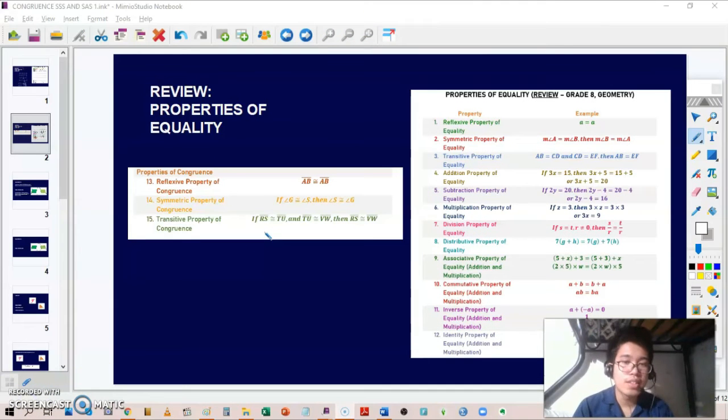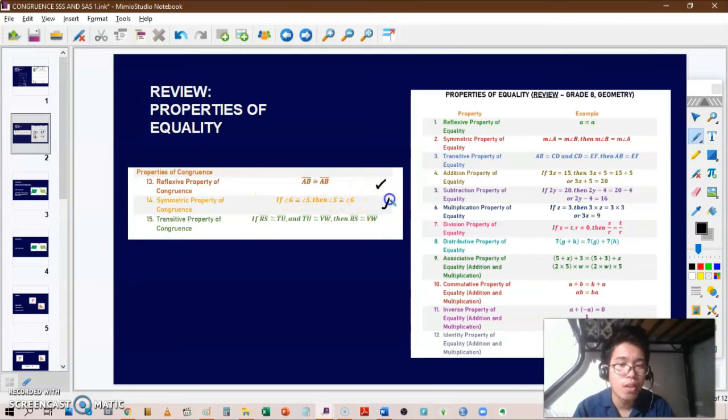Okay, so we can extend the use of these properties to geometry, especially when we're dealing with two-column proofs. And our topic especially is on congruence. We're going to use these properties extensively. So we have here the three properties that we're going to use a lot in our discussion. So we have the reflexive property of congruence.